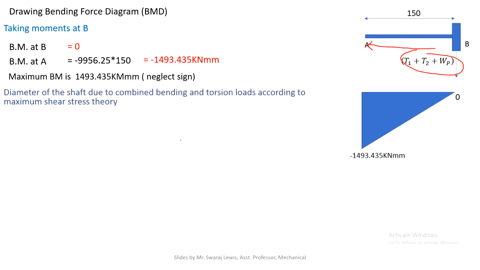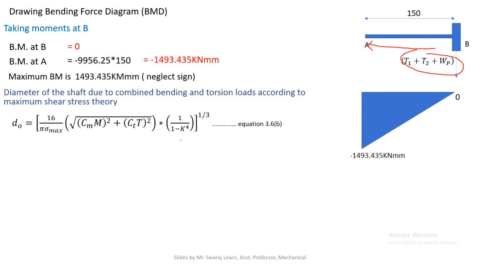Here the diameter of the shaft will be due to combined bending and torsion load according to the maximum shear stress theory. If you go to the data handbook, you have a formula. The diameter of the shaft is a combined relation. This is a general formula, equation 3.6b, where M is the maximum moment, T is the maximum torque, Cm and Ct are constants which we are going to define later. Sigma max is given in the question.